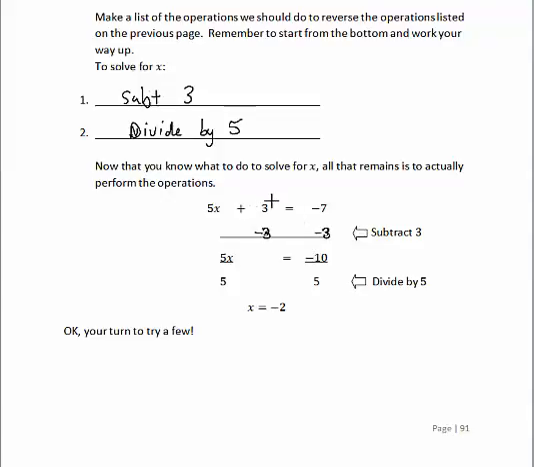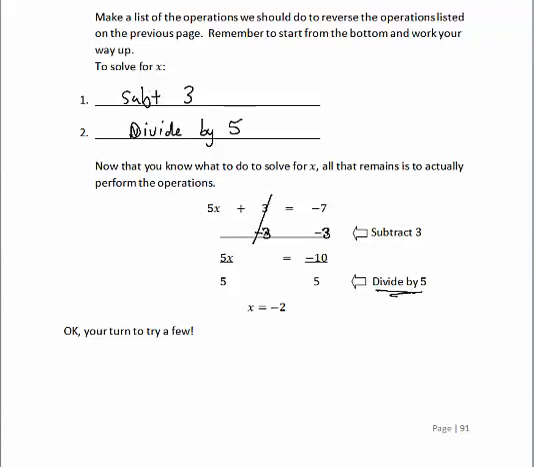So when I subtract 3 from the left, the plus 3 and the minus 3 cancel, and I'm only left with 5x on the left, and negative 7 minus 3 gives us negative 10 on the right.